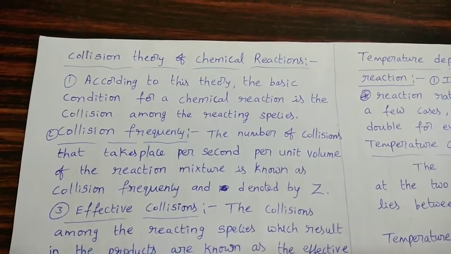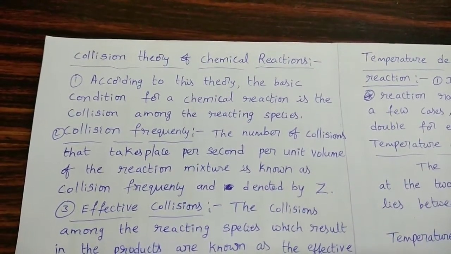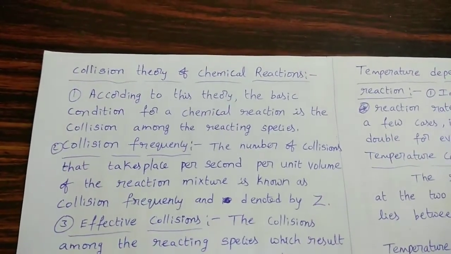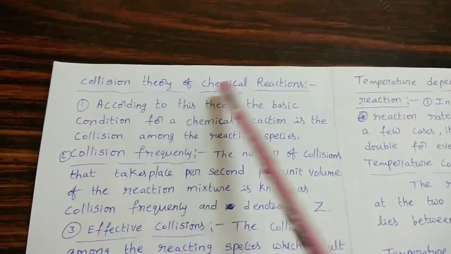In last class we completed numericals related to first order and zero order. Now see the theoretical part in this chapter, that is collision theory. Collision theory of chemical reactions.